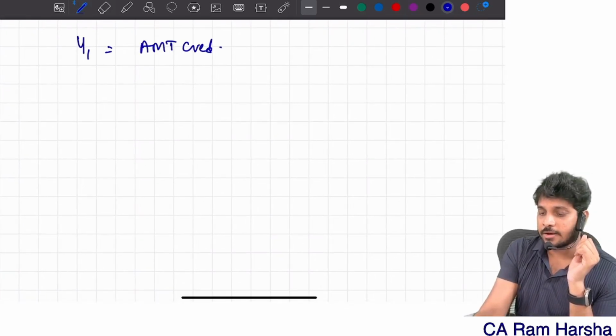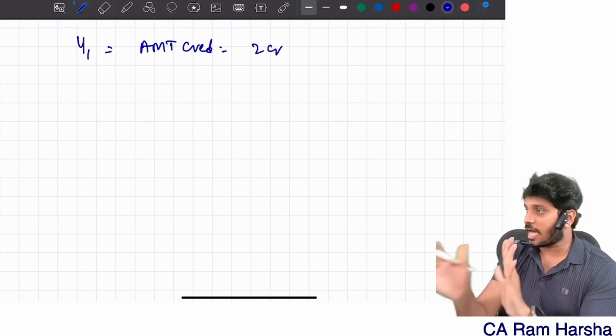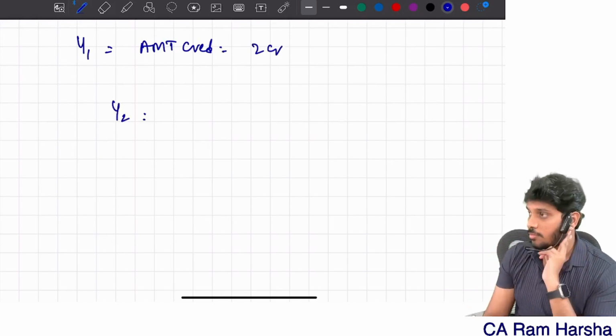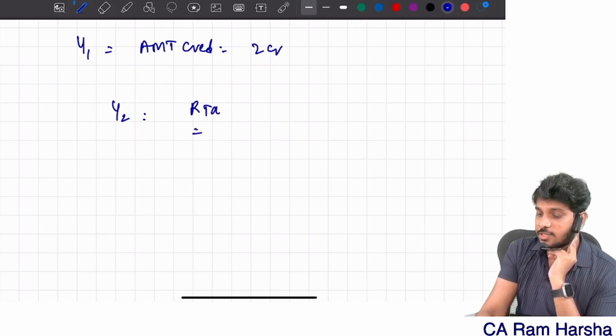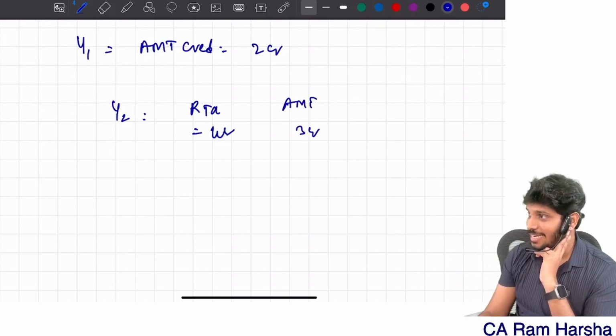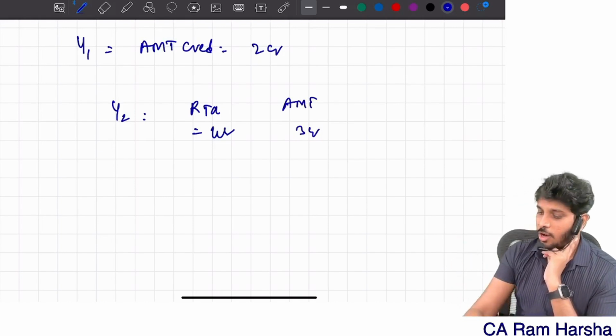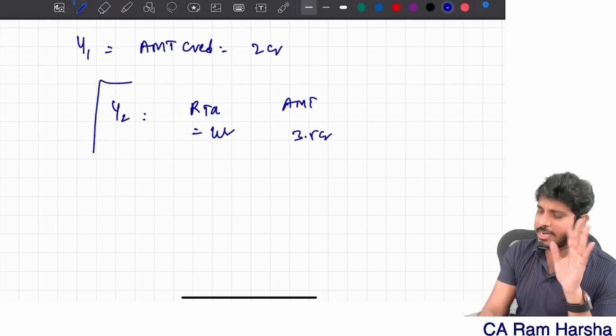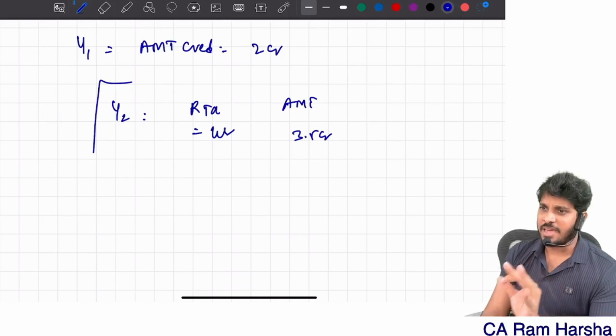AMT credit is there, which is 2 crore. I will carry forward, sir. In year 2, I have regular tax, which is 4 crore, and I have AMT, which is 3 crore in year 2. Or else, let us assume 3.5 crore. Now, forget about year 1. In year 2, will I pay AMT or normal tax?